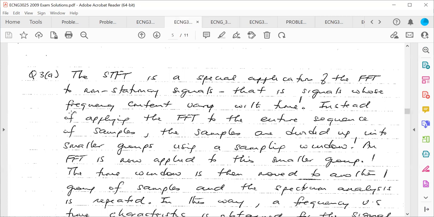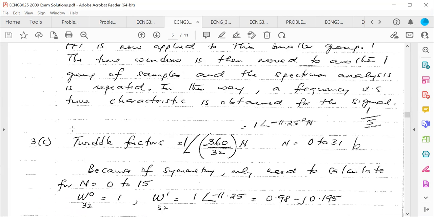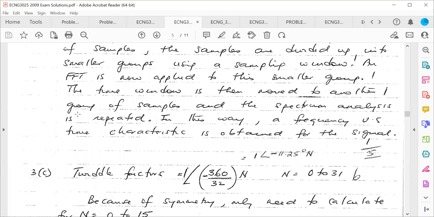And of course, when you sample something, you just can't use a regular rectangular window with it because then you get leakage because of the sudden changes and so on. So you have to use a sampling window. And the FFT is now applied to this smaller group. And then you move it along the signal in little chunks at a time, and then you combine all of the answers into one image, which shows everything. It shows time, frequency, and amplitude on the three axes. Okay.